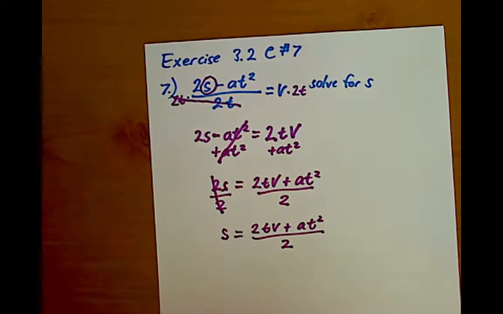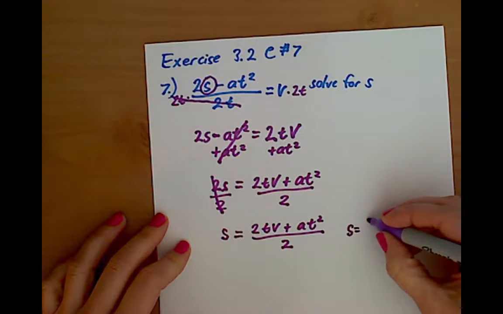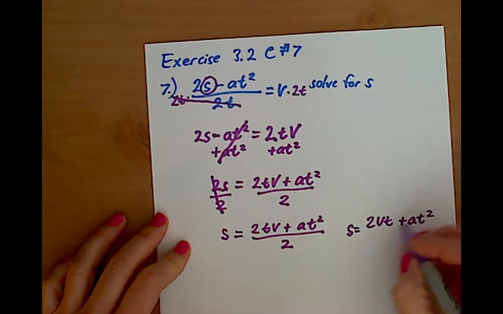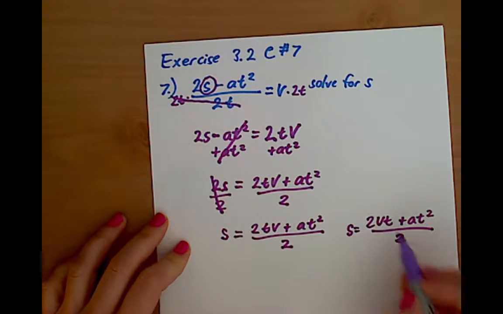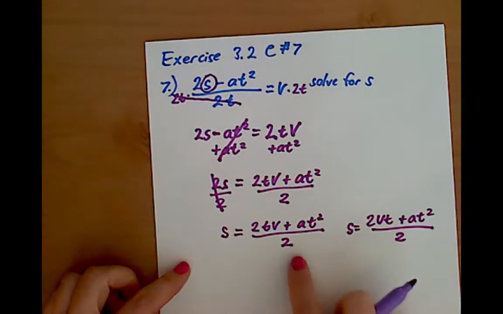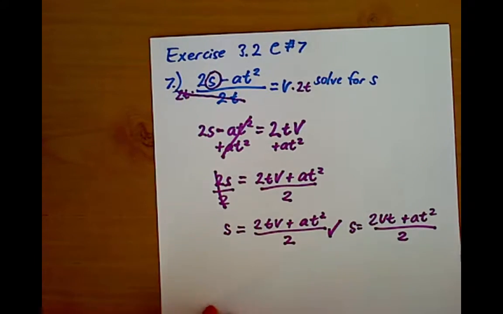And then if we look at what they have in the answer key, they have s is equal to 2vt plus at squared all over 2. Remember I said that tv and vt are the same because when you multiply things you can switch them around. So this is right. We got the correct answer. Okay? All right. Onward and upward.